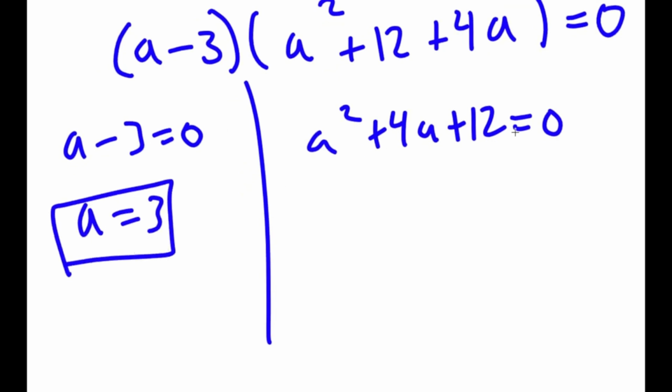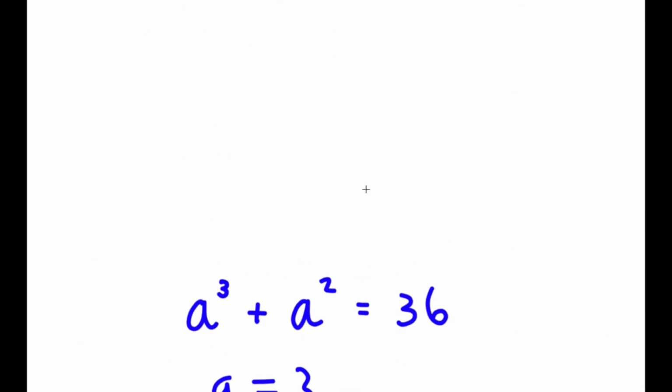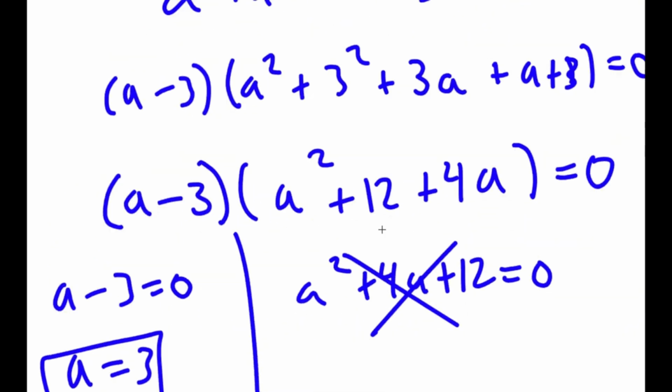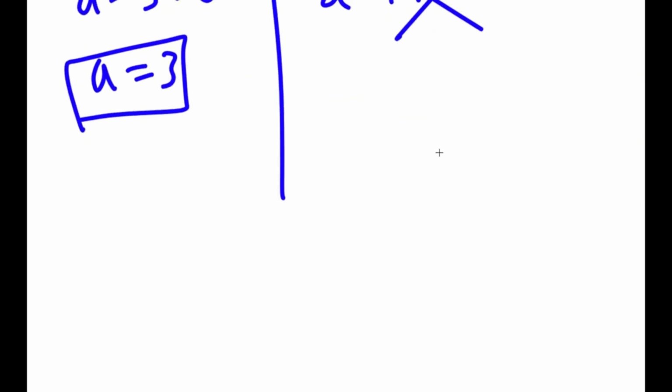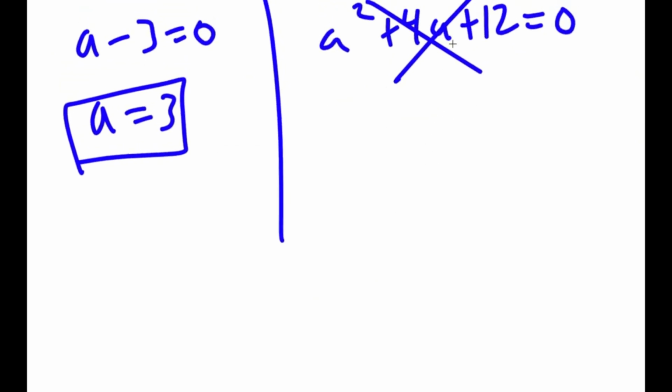And for a squared plus 4a plus 12 equals 0, you have to use the quadratic formula to solve this, and I'm not going to waste your time by doing that. But if you do end up using it, you get that there is no solution because you get the square root of a negative number. So now that we know that a equals 3, this is actually going to be our only solution because this doesn't work. So a equals 3 is our only solution.